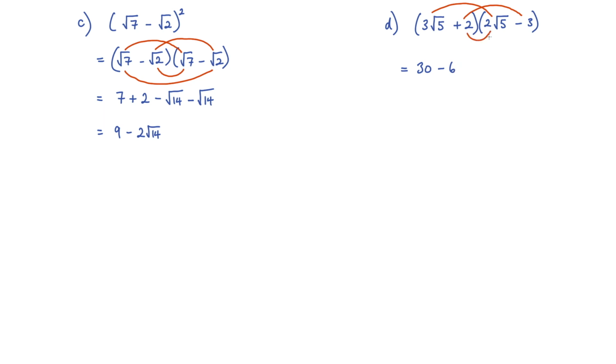The inner terms here, we've got 2 multiplied by 2, which is 4. So we're going to get plus 4 root 5. And then we've got these outer terms here. The negative 3 multiplied by the 3. That's obviously going to be a negative 9. And we've got the root 5. So now we can just get the like terms. We've got 30 minus the 6, which is 24. We've got 4 root 5 minus 9 root 5. That is negative 5 root 5.